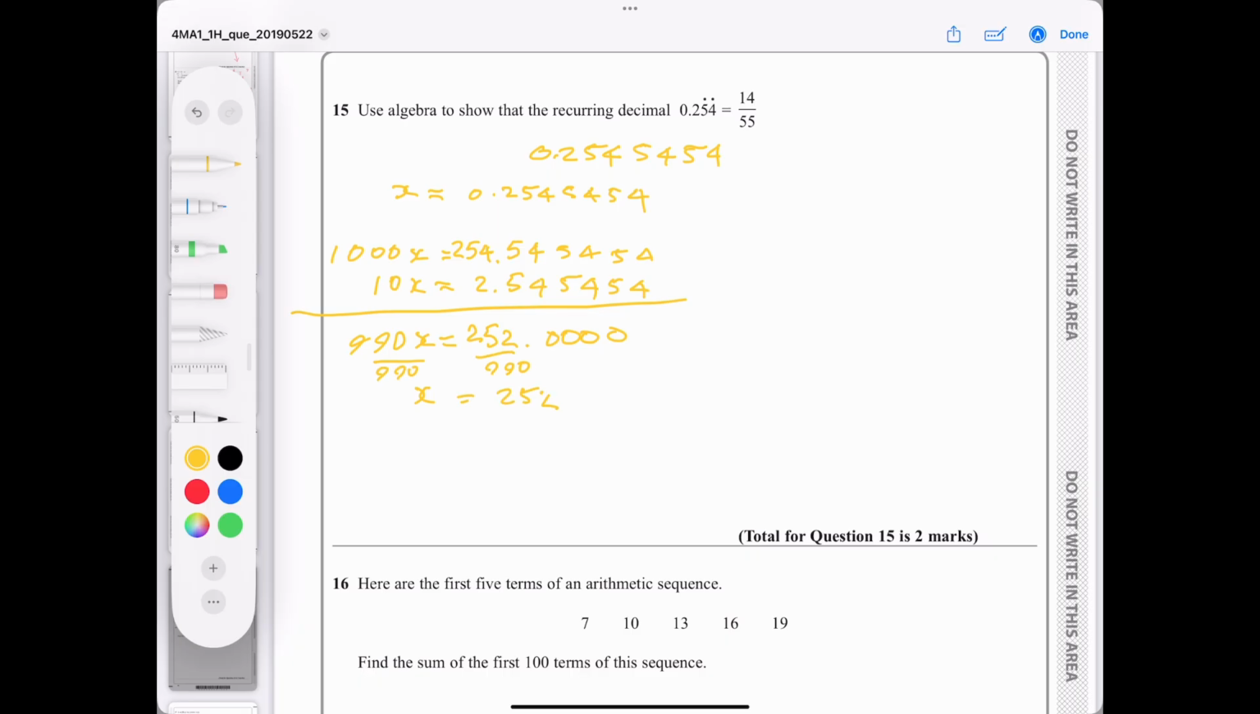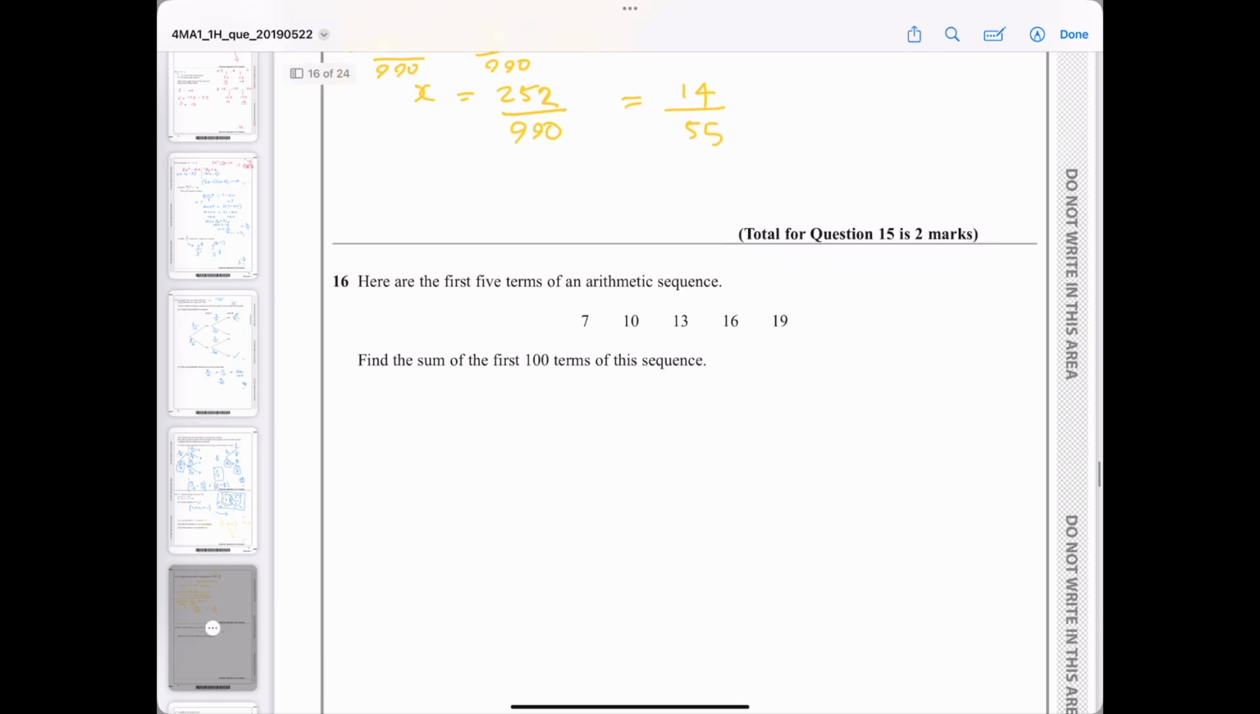252 over 990. Now I could go through and do lots of actual work, but I could just put it into my calculator now and find out that 252 over 990 equals 14 over 55, which is a relief, because usually the mistake you make is you don't look very well at the dots up there.